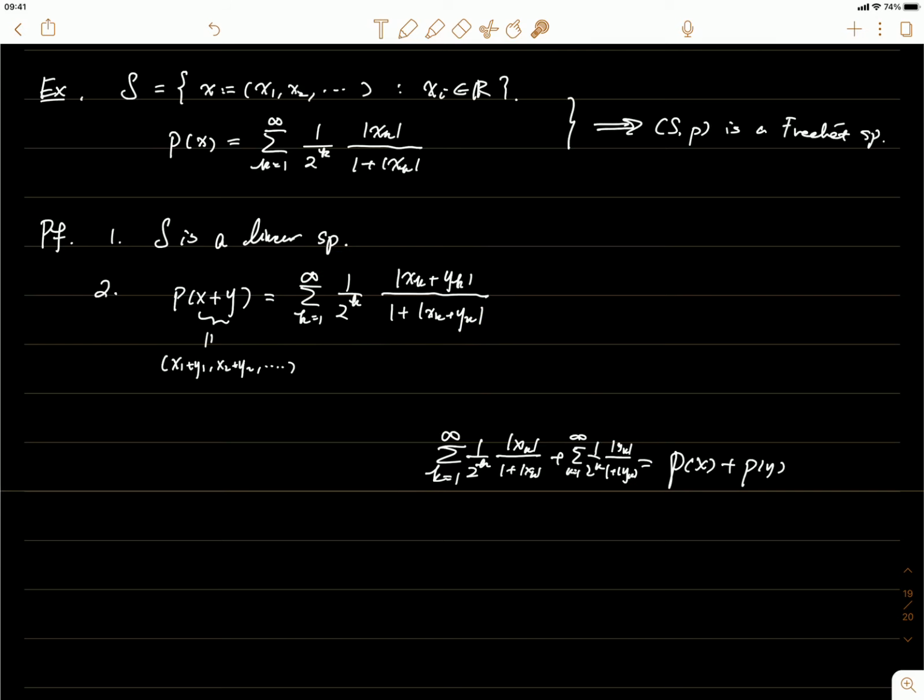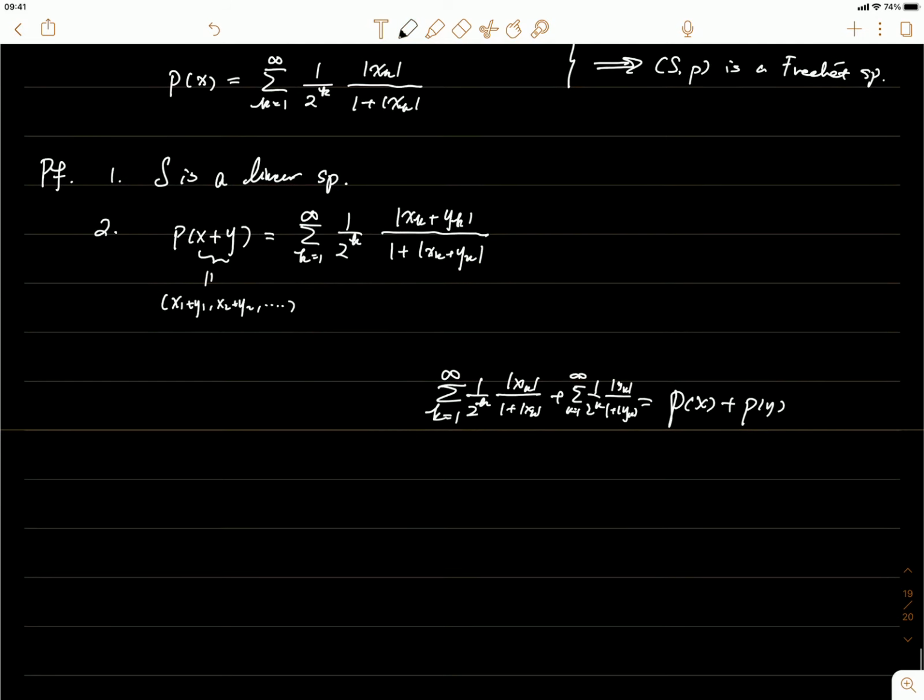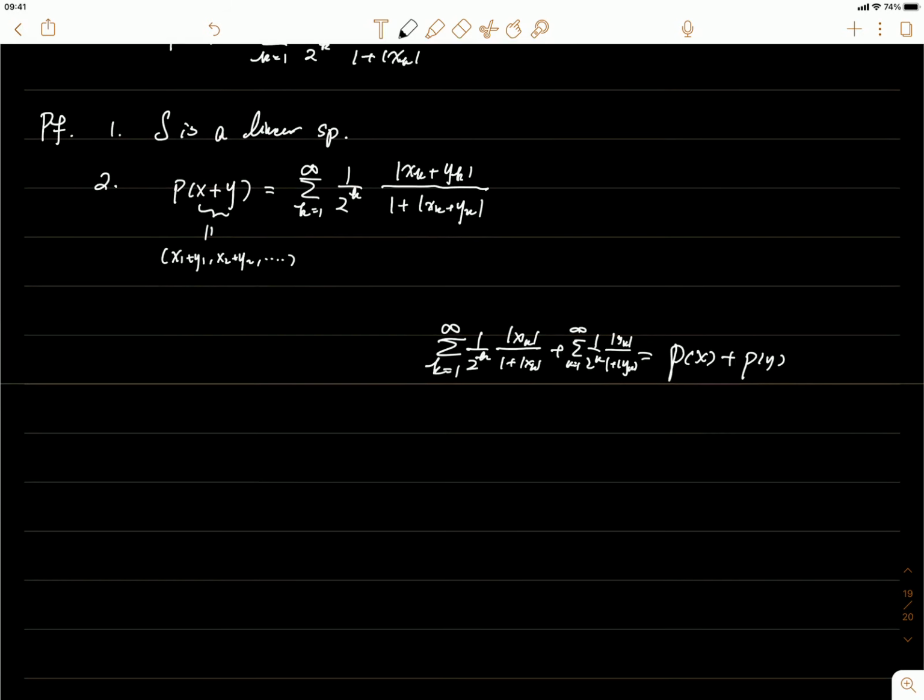I'm going to use a fact. If I have non-negative numbers a and b, I want to convince you that if a is less than or equal to b, with both greater than or equal to 0, then a over 1 plus a is less than or equal to b over 1 plus b.